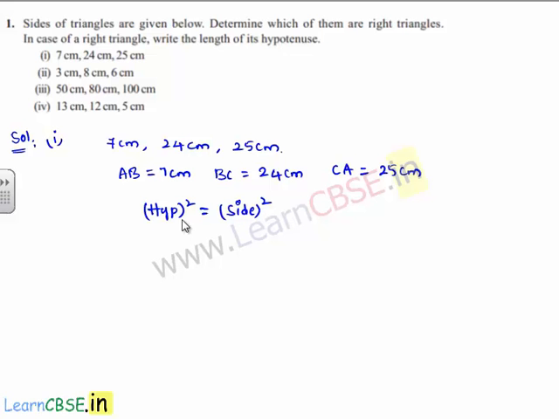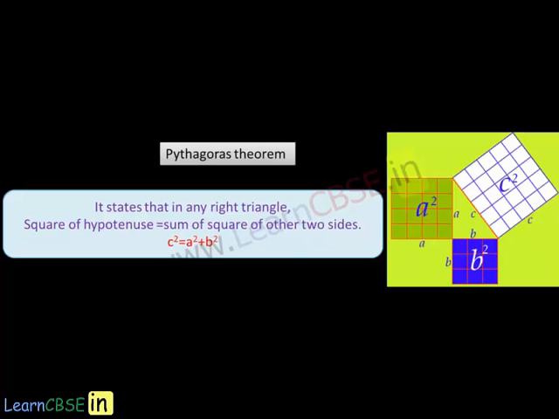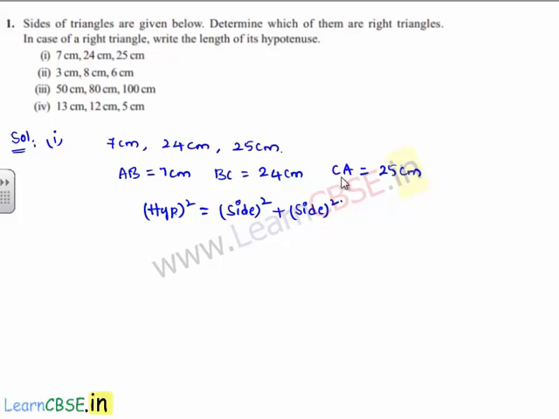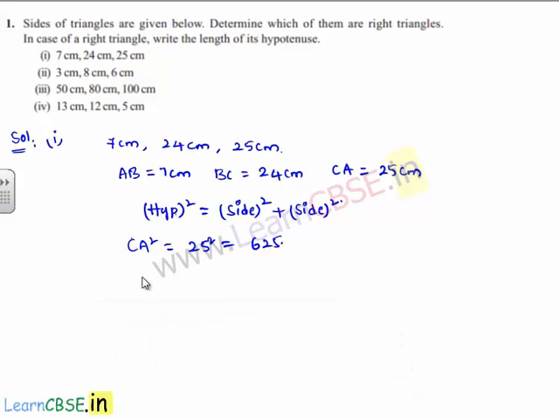From Pythagoras theorem, in a right angle triangle we know that the hypotenuse square is equal to the sum of squares of the other two sides. As the hypotenuse is the largest side, let us take the square of the hypotenuse, that is CA square, which is equal to 25 square, which is nothing but 625. Let us take AB square plus BC square also, which is equal to 7 square plus 24 square, that is equal to 49 plus 576, which is nothing but 625 again.